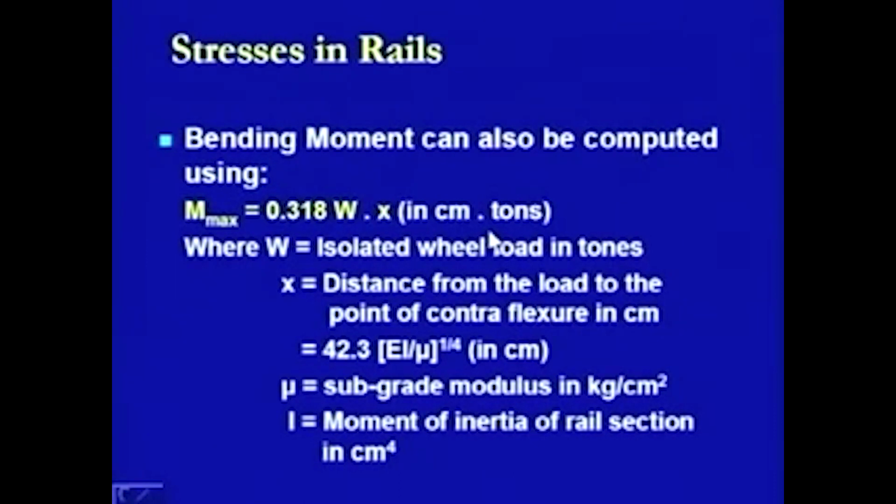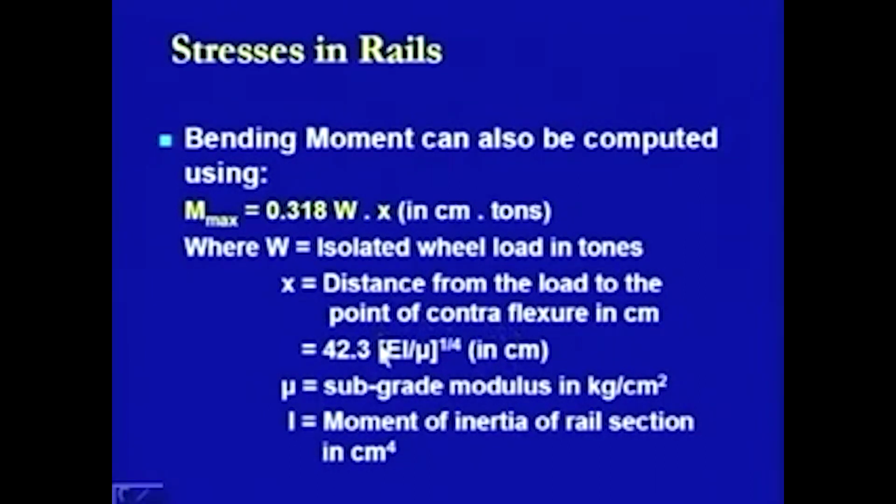There is another way by which this bending moment can be computed. In this equation, we are taking two factors. One is the isolated wheel load in tons, and the other factor is x, which is the distance from the load to the point of contraflexure. Now, this distance x needs to be calculated, and it can be calculated using equation 42.3 with the fourth root of E I divided by mu.